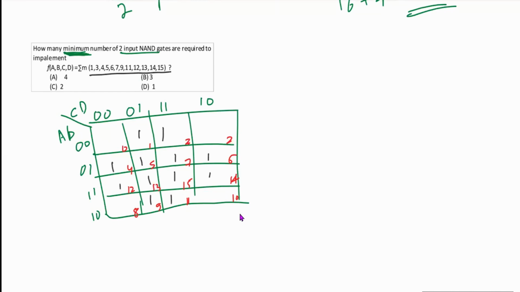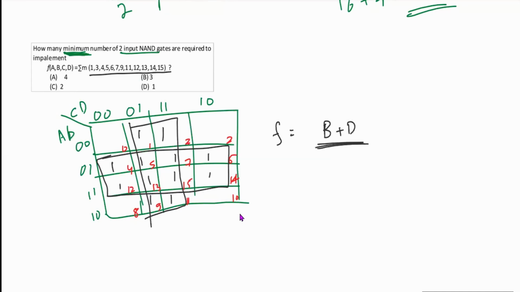Okay, and if you pair up all the things, you can pair those 8 values and you can pair those 8 values, and if you write the expression for this, your function will become b plus d. And this is nothing but an OR gate. So for implementation of an OR gate using two-input NAND gates, you know that you need three two-input NAND gates. So directly you can say that B is my correct answer.